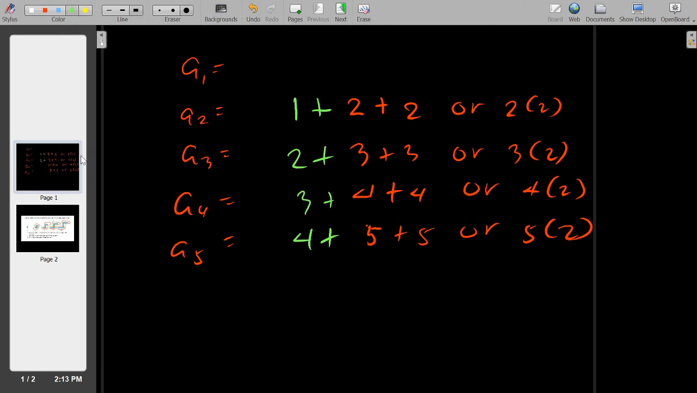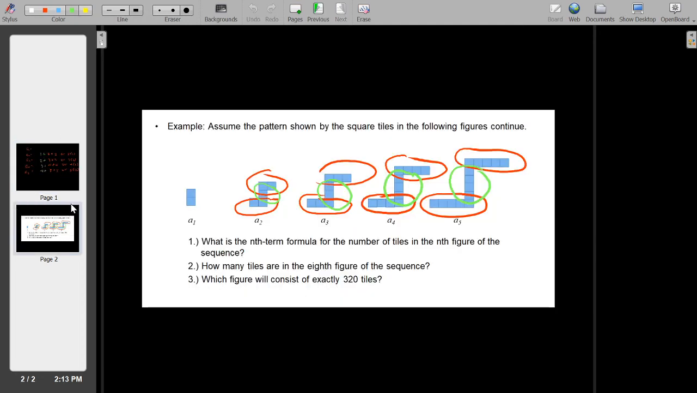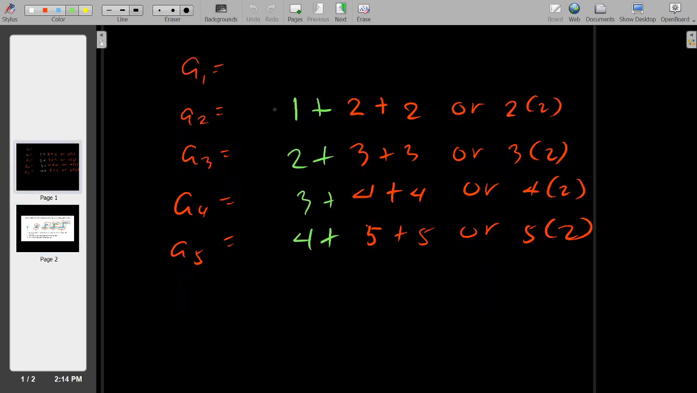Now let's go to our first figure. In the first figure, you have 1 tile in each of the horizontal section, or we can write it as 1 plus 1, or 1 times 2. And then it has no tile in the vertical section. So let's try to determine this pattern.